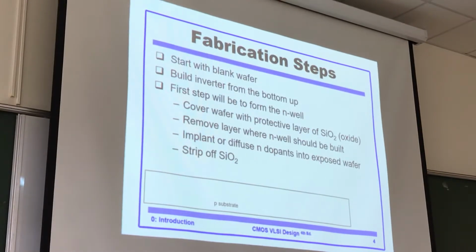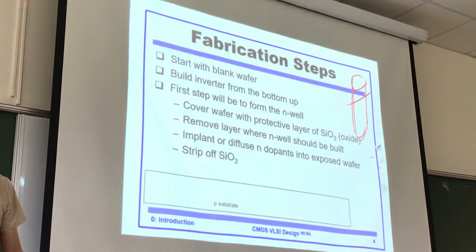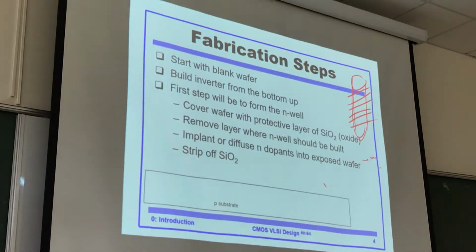So we are going to talk about the fabrication steps. We start from the silicon wafer, the blank wafer, nothing there. Actually, there's a cylinder of silicon, and they can slice it into wafers, slice it very thin. Build an inverter from the bottom up. Let's just take an inverter as an example.